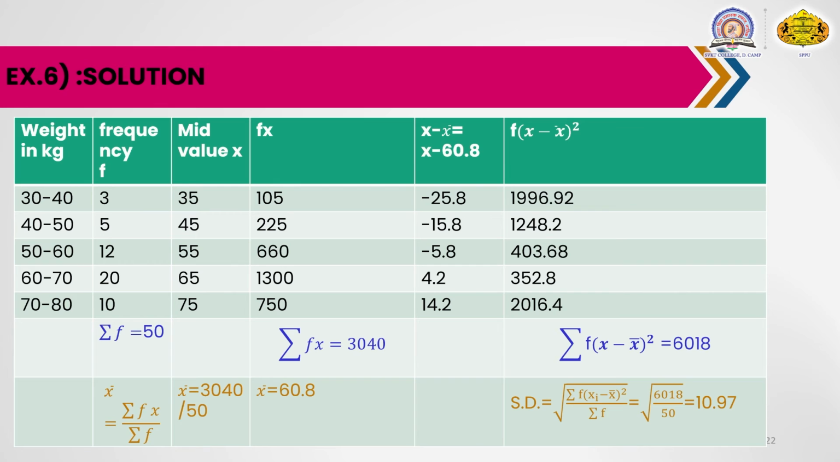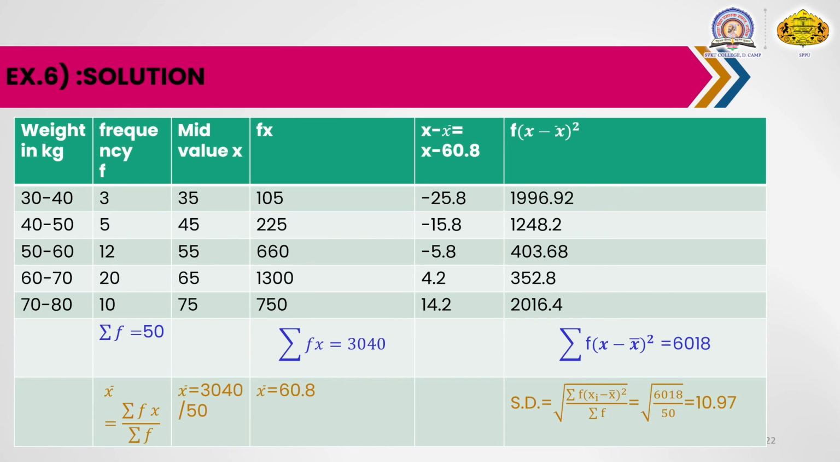I have to write this in the fifth column. Then 45 minus 60.8, the answer is minus 12.8, and continue in this way. So write all the differences, that is, subtract 60.8 from each mid value of the class. See the next column in the table: f into x minus x bar, bracket square.